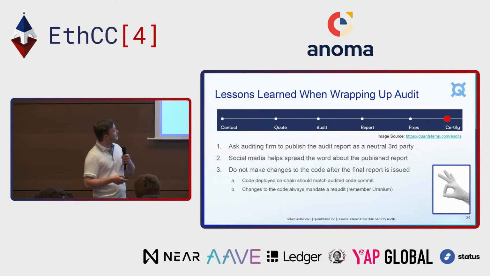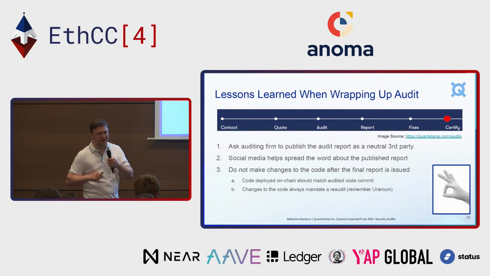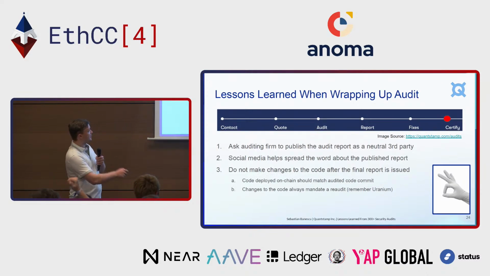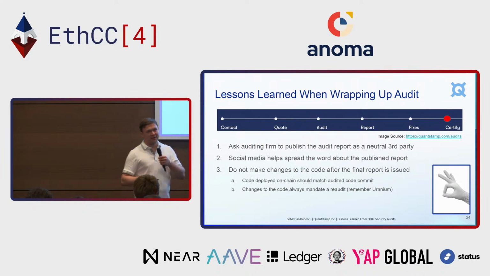And the last step, when you're finished, when the final certificate has been issued, it's cool to ask the auditing firm to publish this as a neutral third party so that your community doesn't say, oh, but maybe you've tampered with the audit report and you've marked everything as fixed. How do we know that you didn't do that, right? If you ask the auditor to publish this, those kinds of rumors might go away. And also, social media helps to spread the word, right? Most importantly on this slide, point number 3 here, make sure that the code you deploy on chain is the same as the one that has been audited. Because if not, that one line could cost you a lot of funds.